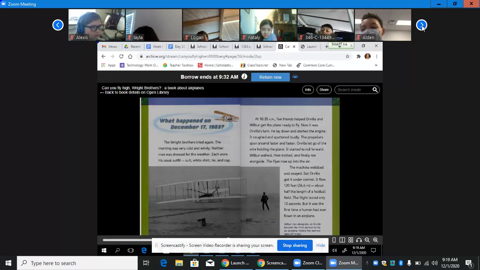And this is so cool. Wilbur ran alongside as Orville became the first person to fly an airplane. Notice the narrow takeoff track. It's very, very narrow, really skinny. That is pretty awesome.